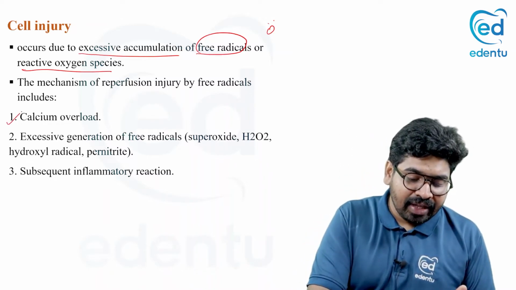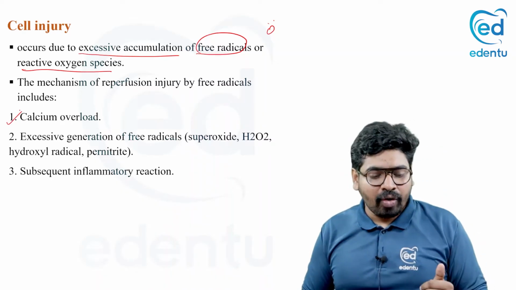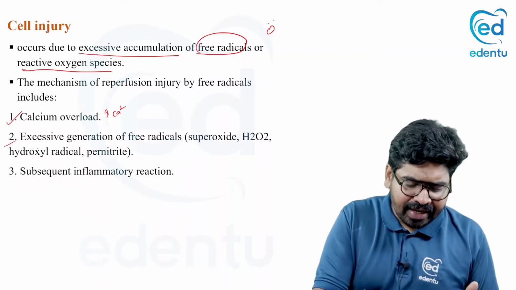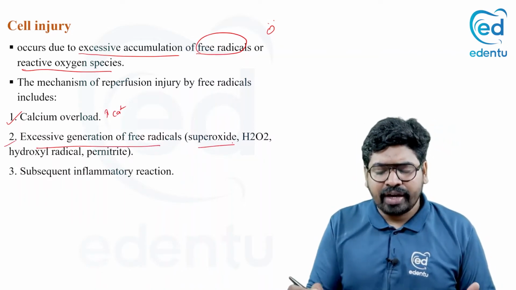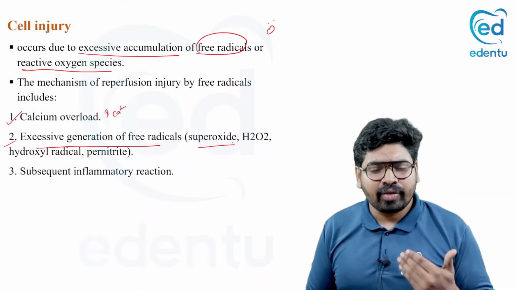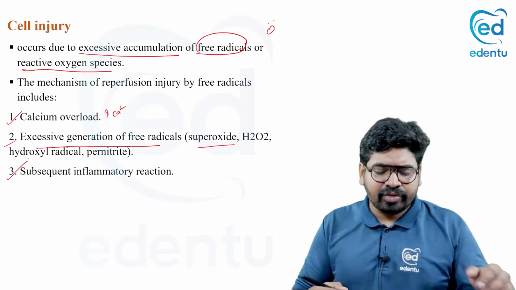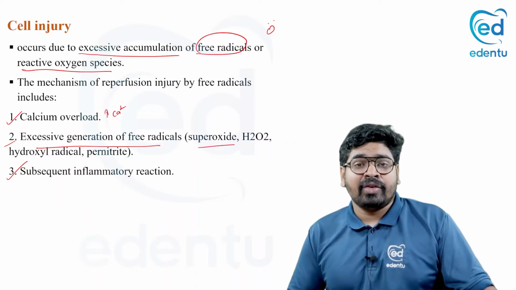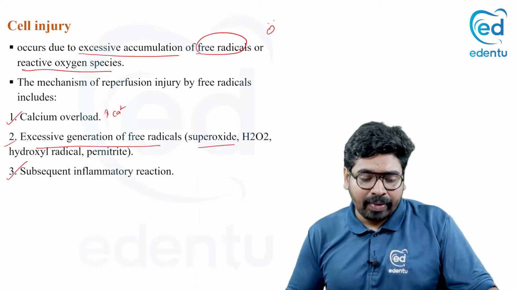Okay, and those free radicals can result in calcium overload. There is excessive calcium, and excessive generation of free radicals, which can be superoxide, hydrogen peroxide, and hydroxyl radical. It can also stimulate an inflammatory reaction, and these free radicals can damage your DNA and cause lipid peroxidation.